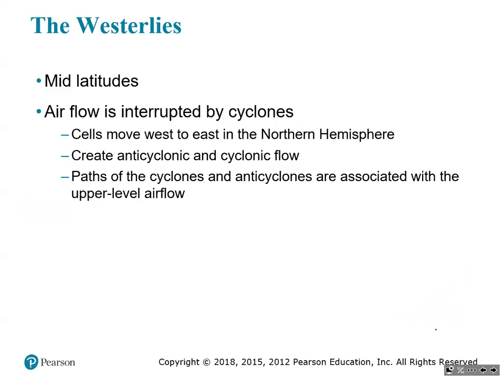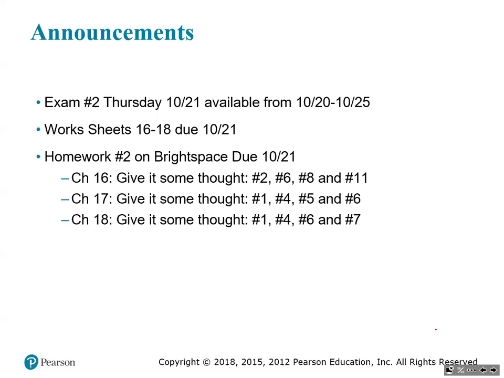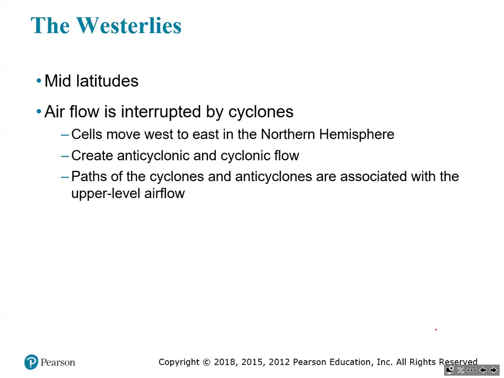We live in the westerlies, in the mid-latitudes. In the westerlies, the airflow gets interrupted by cyclones. The cells will move west to east in the northern hemisphere. This creates cyclonic and anticyclonic flows. And the paths of cyclones and anticyclones are associated with the upper level airflow. So often they'll be moving from east to west. So you see that with hurricanes. I think that is where I'm going to stop for today.